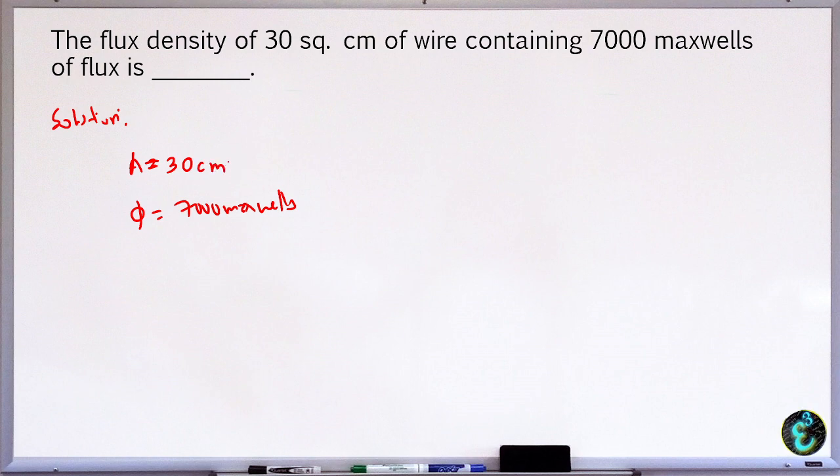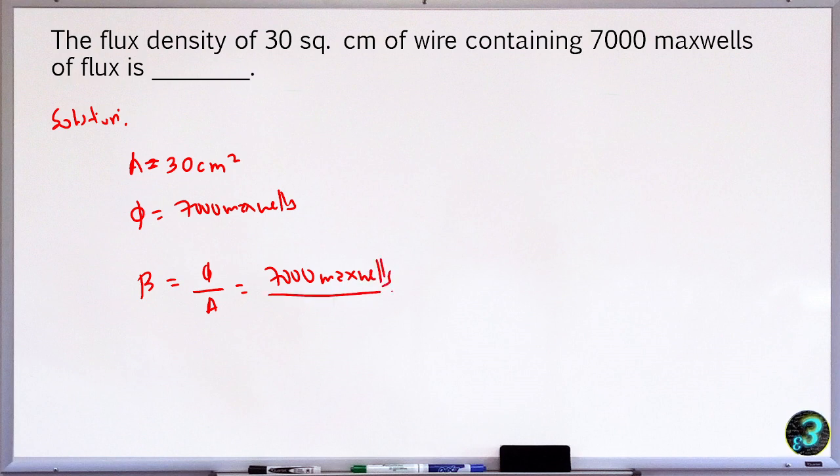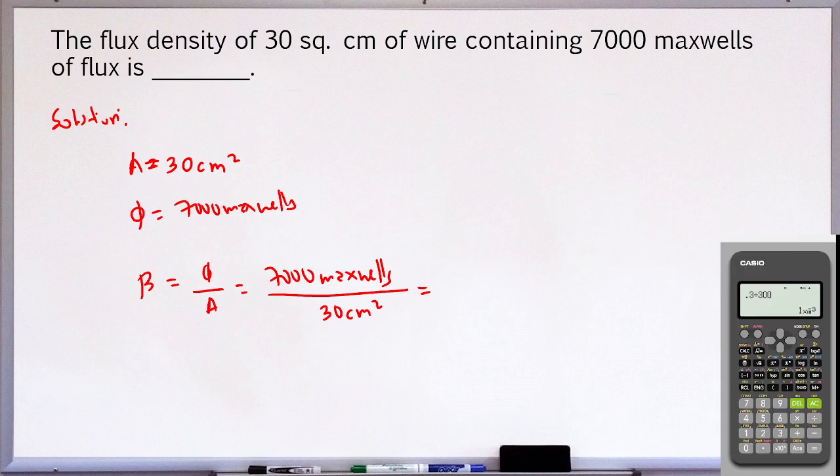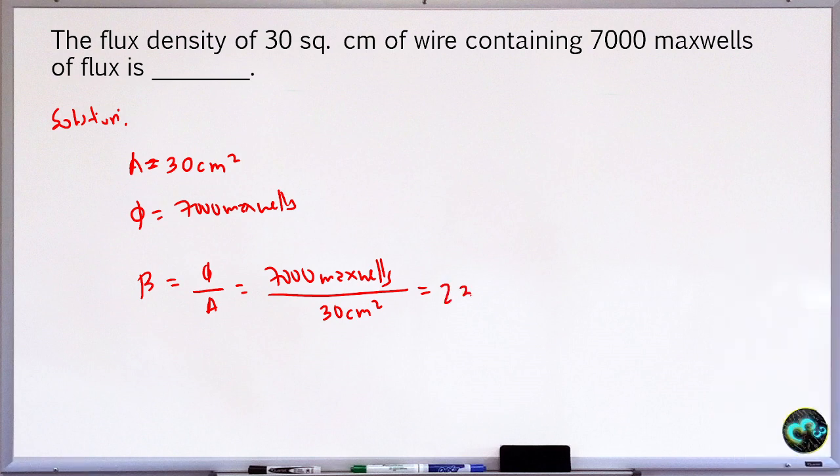So our flux density is equal to flux over the area. So we have 7,000 maxwells divide 30 square centimeter. Okay, so your answer will be 7,000 divide 30. Yan. So that is 233.33 Gauss.